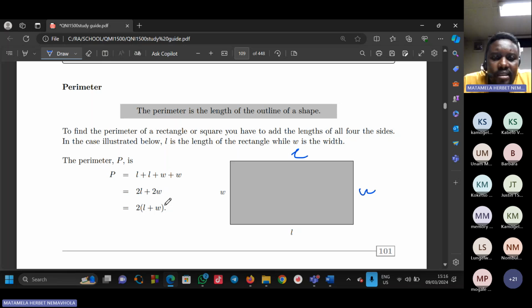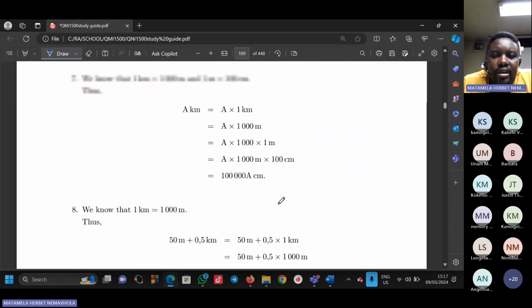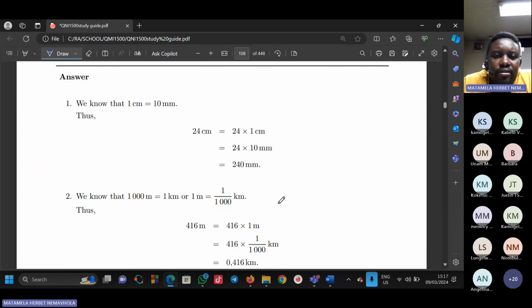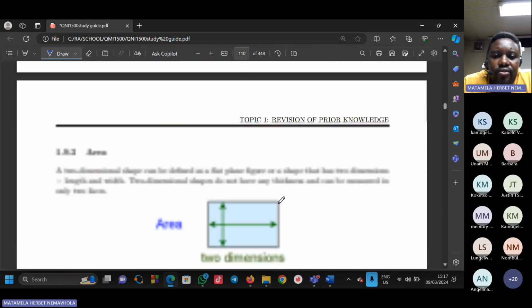So when you write that, you're going to add them the way it is there. And then you're going to get 2L plus W, which you can put in brackets, and you will have this answer. So this is the formula. You can use this formula for a rectangle.